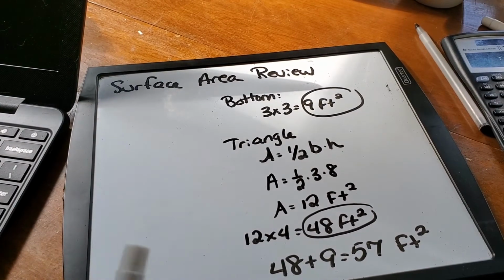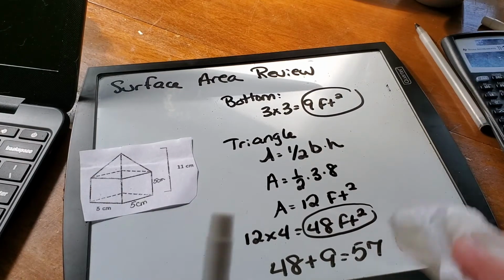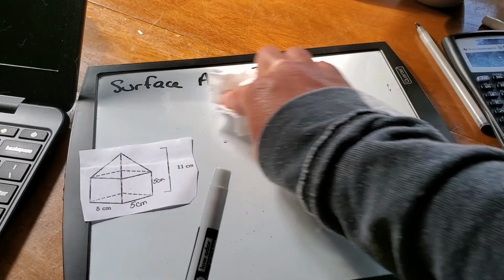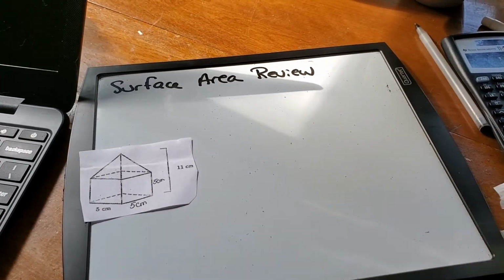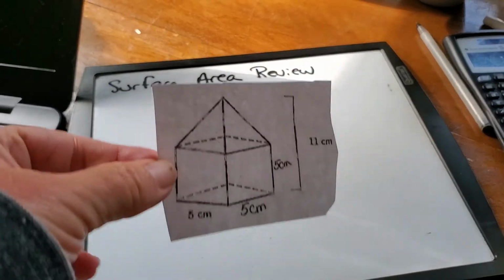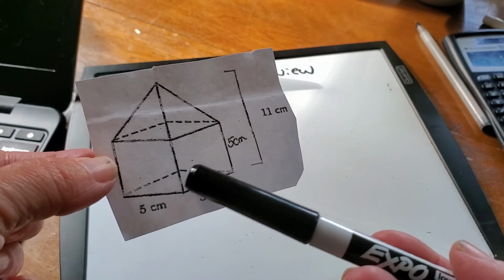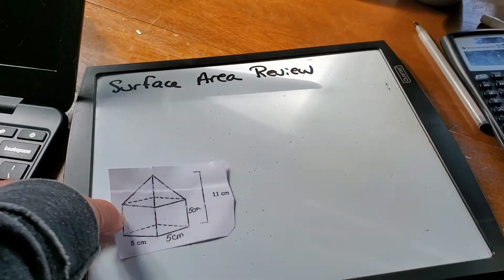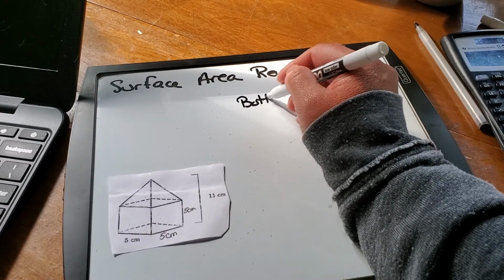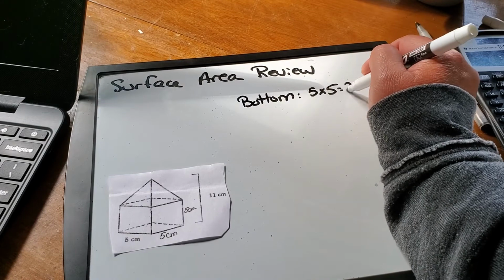Now, what if the figure looks like this? It's still the same idea. We're still going to find the area of each face and add them up. Now, if you look around that cube, the bottom of the cube is a square that measures 5 by 5. So that has an area of 25 square centimeters.